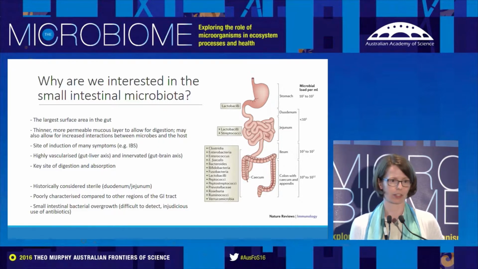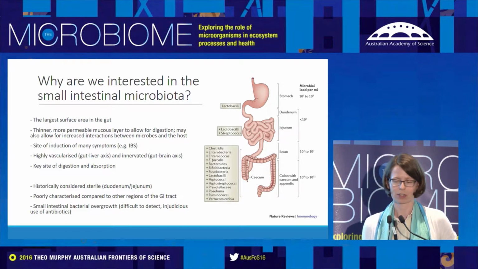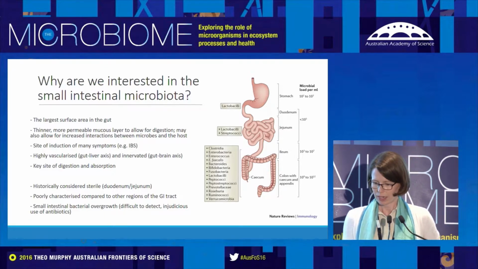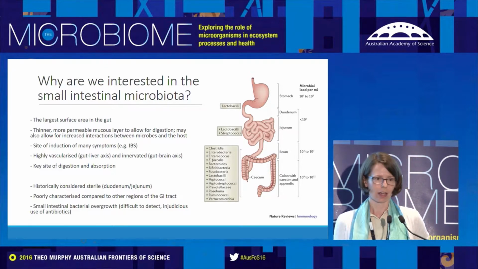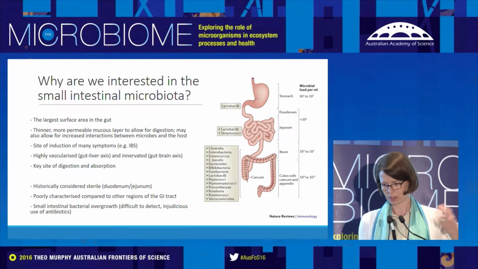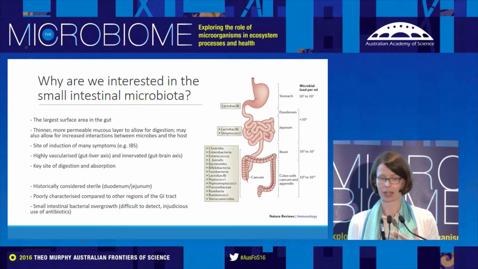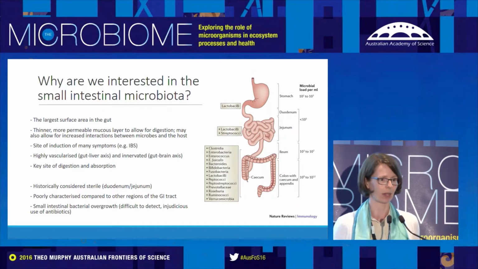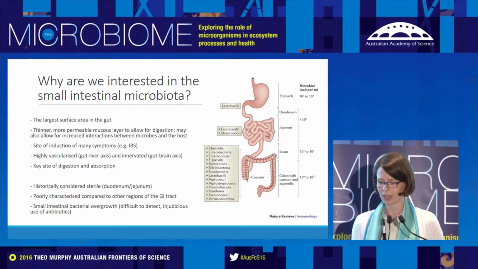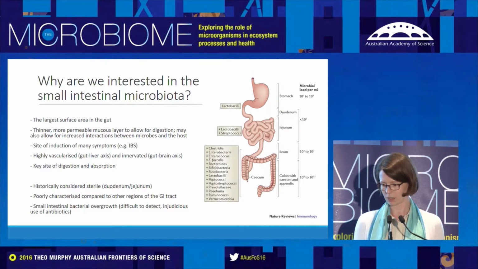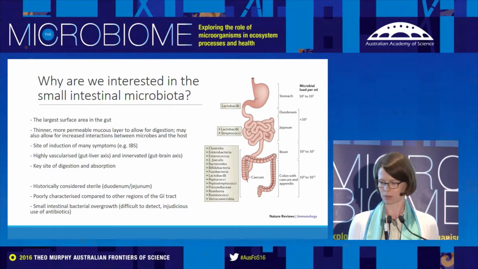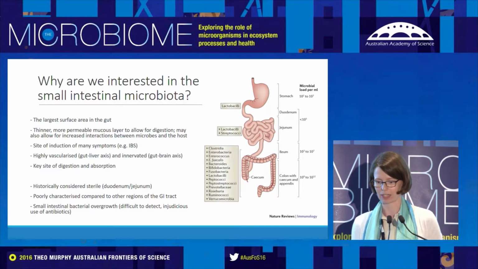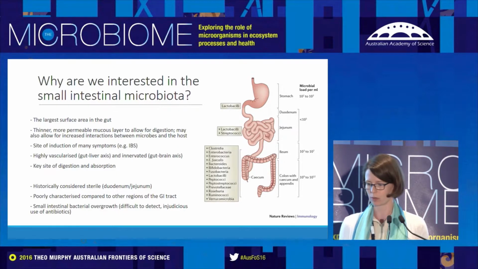It's the site of induction of many symptoms that patients may experience, so for example in irritable bowel syndrome. It's a highly vascularised site, so lots of blood vessels, and this is important for, say, the gut-liver axis or some of these gut metabolic axes that we see. And it's also highly innervated, so that means it's got lots of nerve endings. And this is really important when we think about the gut-brain axis. And as I mentioned, a key site of digestion and absorption. So it's an important region.